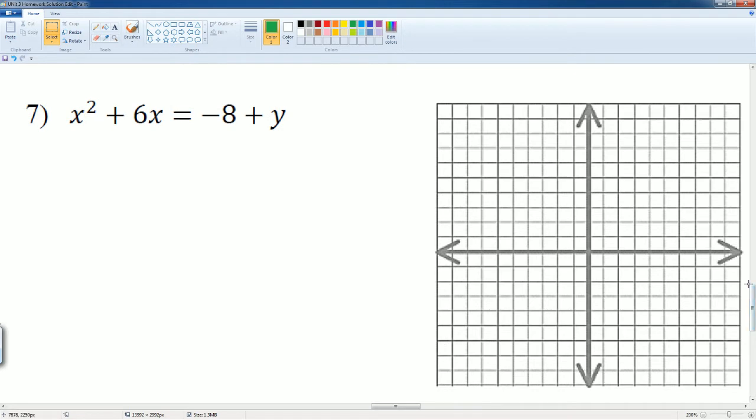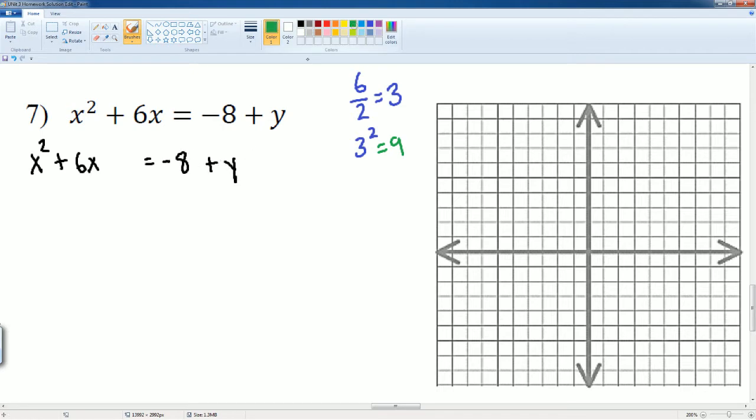This is already in a good format where we can now complete the square. Let's grab our b. Our b here is 6. We cut that in half, that gets us 3. 3 squared equals 9. So it's x squared plus 6x equals 8 plus y. I'm just writing the equation, but now I'm going to add that 9 to both sides. This allows me to simplify.